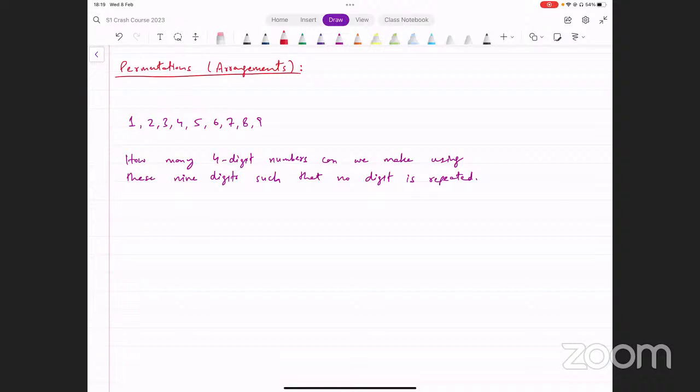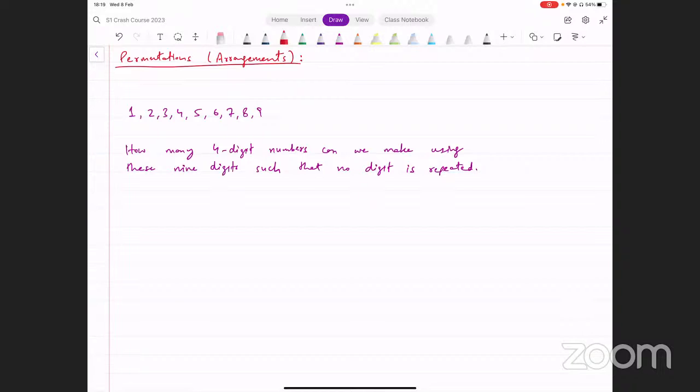Now, how many 4-digit numbers can we make using these 9 digits such that no digit is repeated? Now, we've done such examples before, right? So we have 9 digits. We want to make a 4-digit number. So how many places do we have for this? We have to put 4 of these 9 numbers in these 4 boxes.